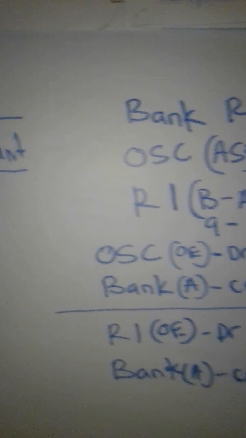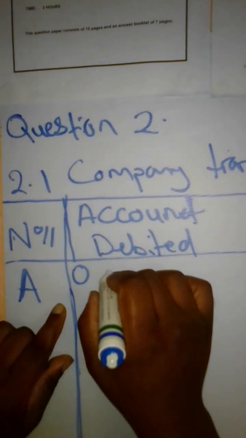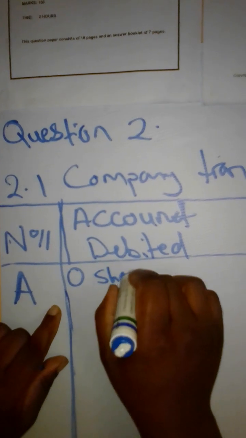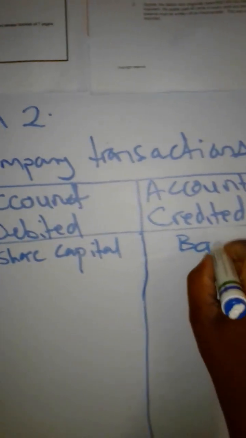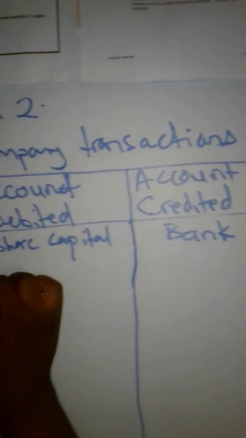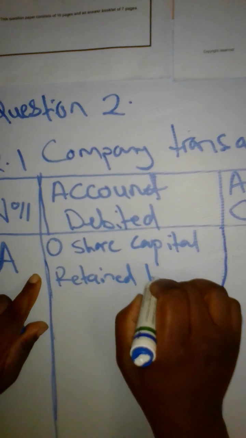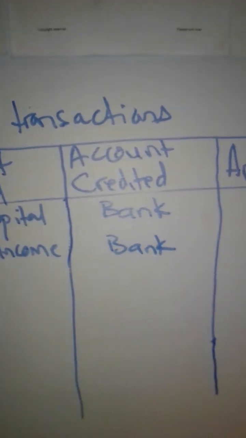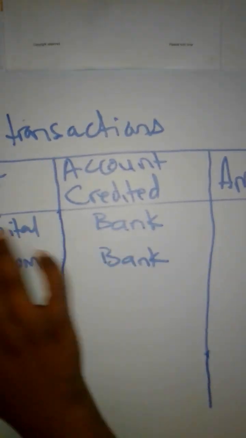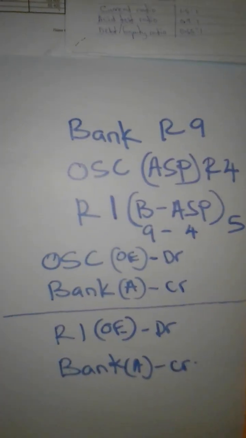The first account to be debited, of course, is the ordinary share capital. We credit bank. And then we also go on to the retained income against bank again. Now the amount. Remember, the ordinary share capital is at average share price. It's at average share price.